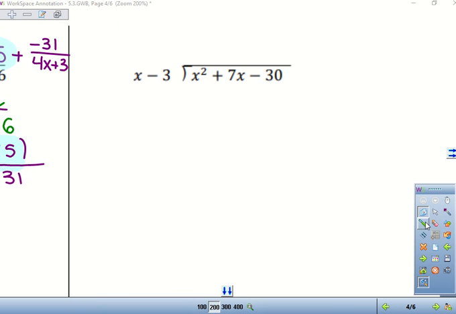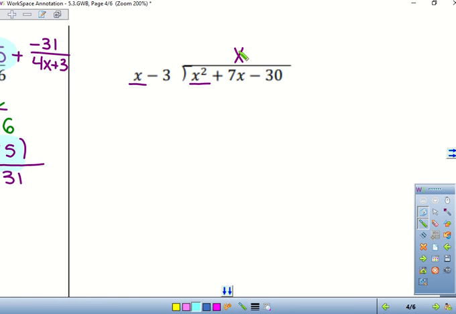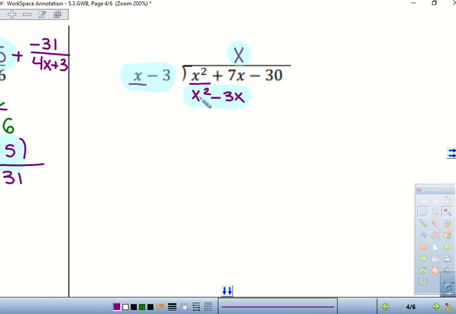Okay, so this one here, to start, you want to make sure everything is in descending degree order, okay? So would you agree that it's in standard form, both of them? Okay. So then you want to figure out what would I multiply x by to get it to become x squared? X. So you're going to write that up here. You're then going to multiply these together, and that's going to be what you get and put right here. So that's going to be what? Just regular x squared minus 3x, right?